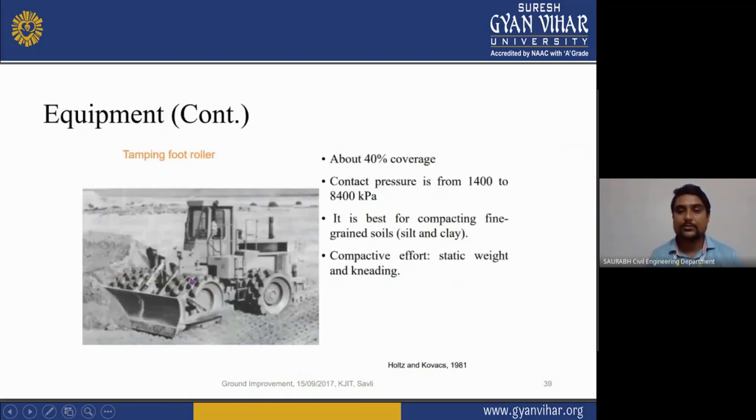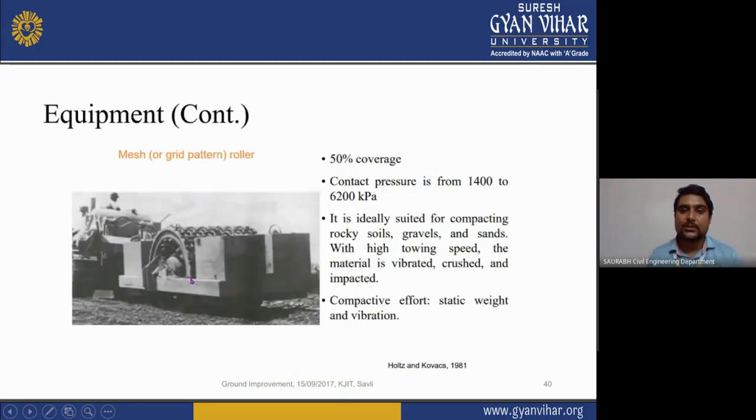And these are some equipments used in ground improvement. As you can see, this is your mesh or grid pattern roller. It is ideally suited for the compaction of rocky soil, gravel, and sand with high towing speed. The material is vibrated, crushed, and impacted.